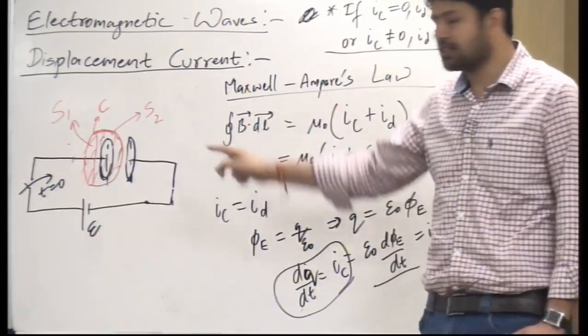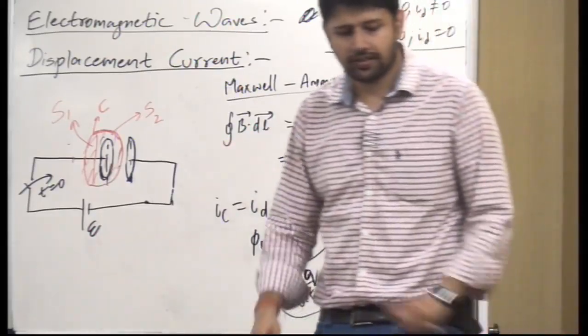When the capacitor fully charges, what happens? IC, ID, both of them are 0, right?